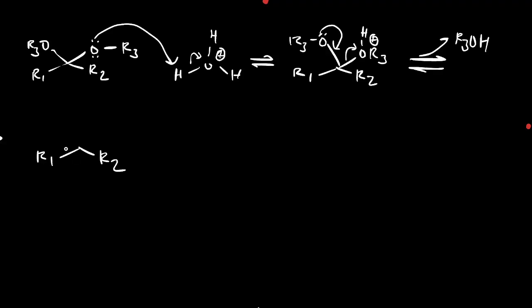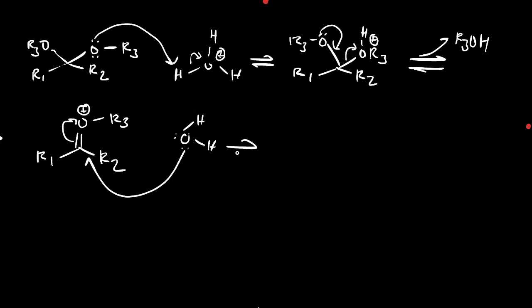R1, R2, we have an oxygen, this R3, and a plus there, right? This is an oxocarbenium. So what we can do is react this with some water. If you want to draw that structure out, feel free to do so. Let's just do that. So we have water, so we can do an addition. This gives us R1, R2, O, H2 plus, O, R3.